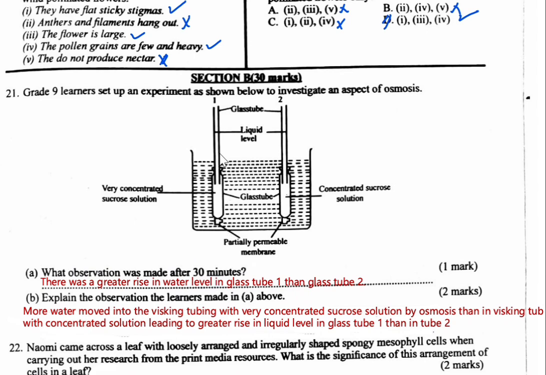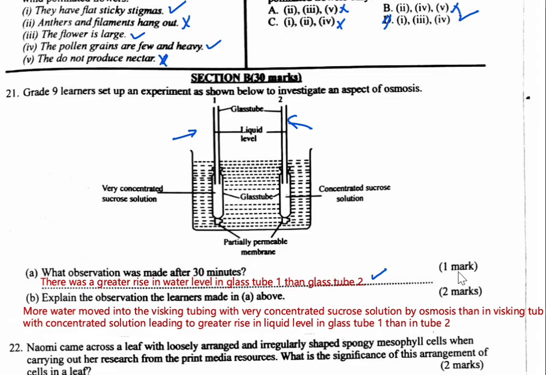So it was left for 30 minutes. So what is the observation? 1 mark. The observation that is going to be made is there was a greater rise in water level in glass tube 1 than in glass tube 2. This is glass tube 1. This is glass tube 2. So after 30 minutes, the water level will be more than in glass tube 2. So you state, get 1 mark.